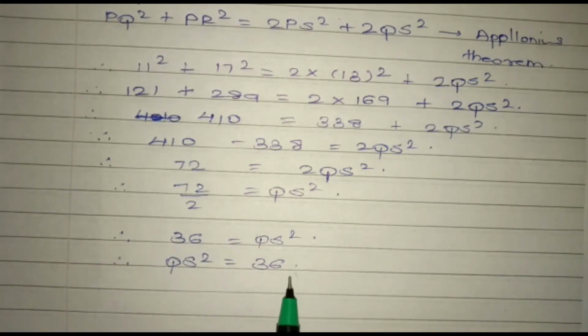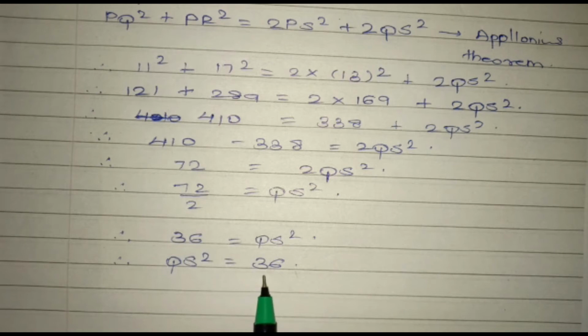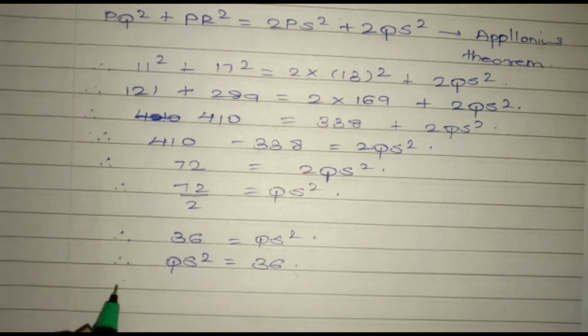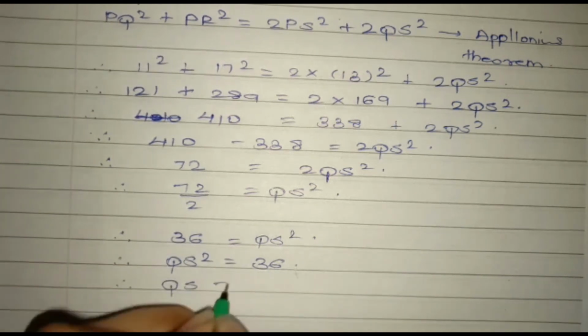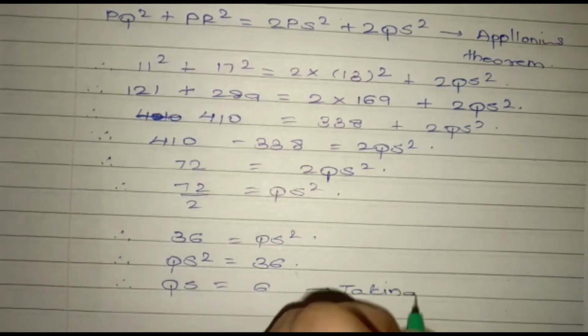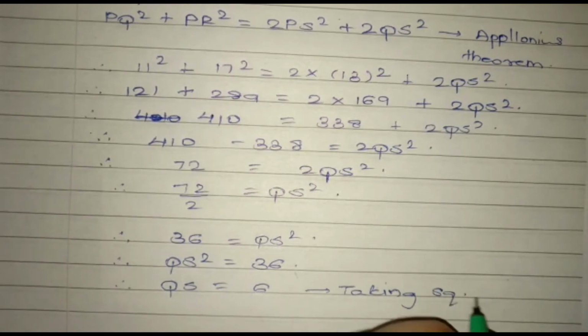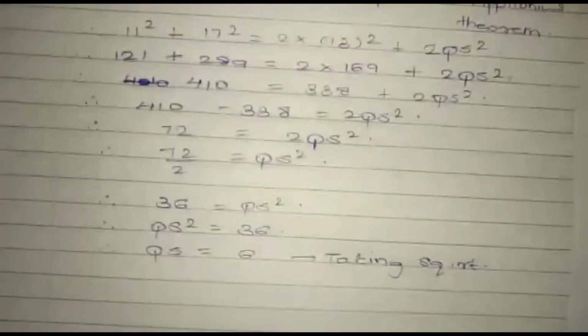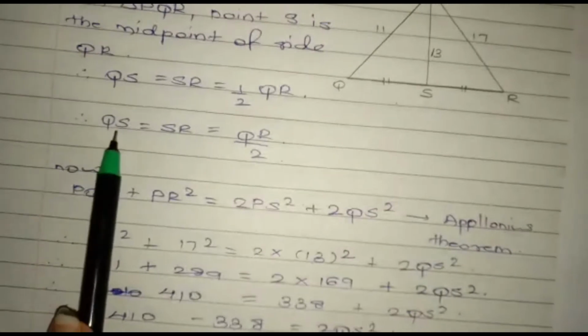Now we'll take the square root. When we take the square root we get QS is equal to the square root of 36, which is 6. So QS is equal to 6, taking square root. Okay, we got QS as 6.